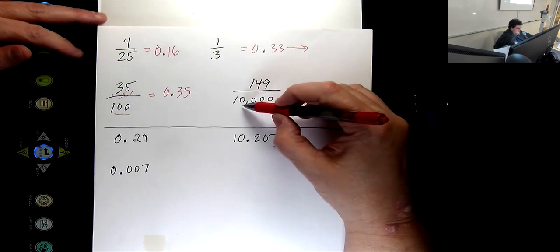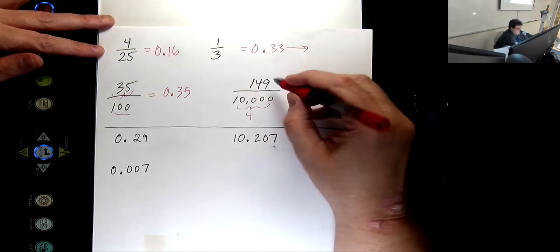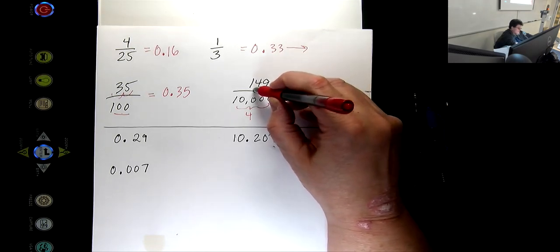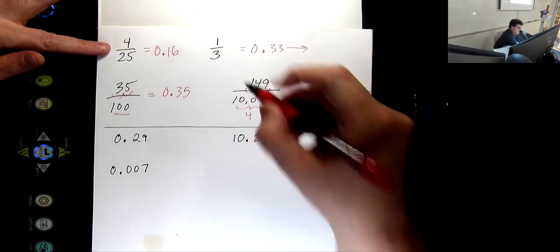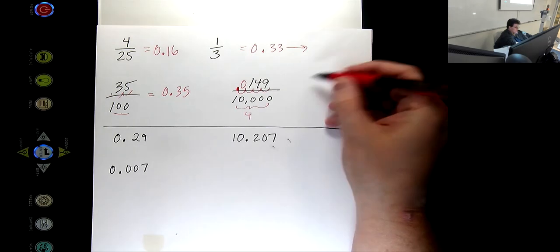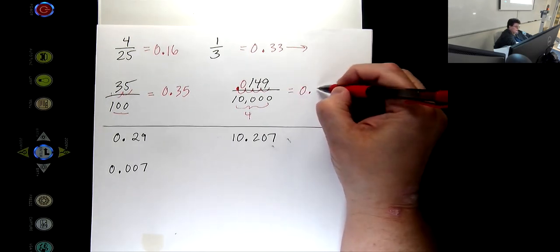Same thing on this one. I've got 4 zeros, so I'm going to move the decimal point left 4 times. I go left once, twice, 3 times. If I want to go a 4th time, I need to put a 0 in front. So this one becomes 0.0149.